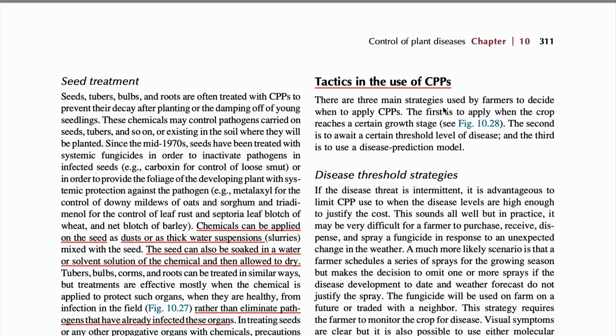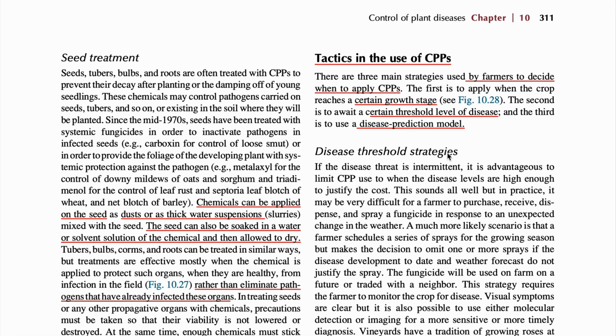Tactics in the use of CPPs. There are three main strategies used by farmers to decide when to apply CPPs. The first is to apply when the crop reaches a certain growth stage. The second is to wait for a certain threshold level of disease, and the third is to use a disease prediction model. We will start with the first.